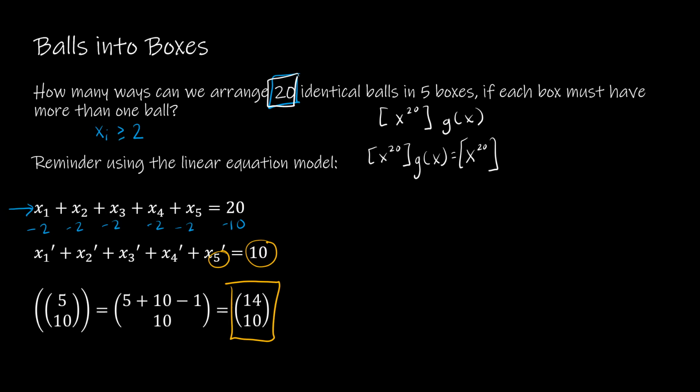G of x would be, for each box, since they each have to have more than one ball, x squared plus x cubed plus x to the fourth and so on. Now, there is no upper bound. So this says at least 2, but it doesn't have an upper bound. So I'm going to keep it infinite because they're so much easier to work with. So that means I have x squared plus x cubed plus x to the fourth and so on, and I have that 5 times because all 5 boxes have the exact same restrictions.